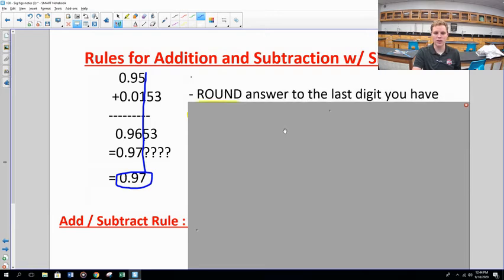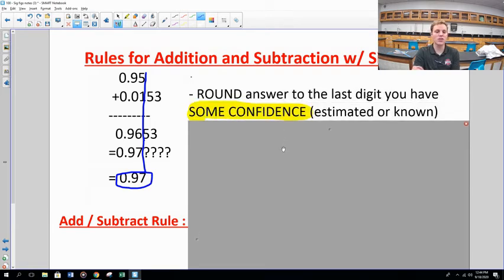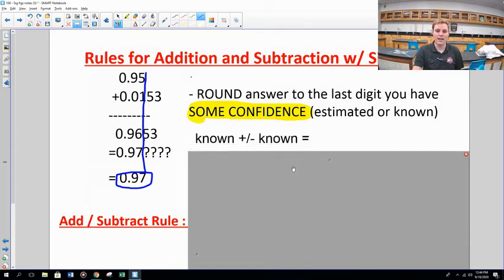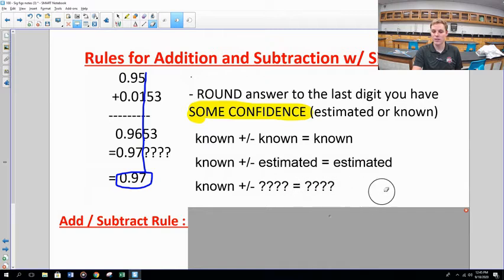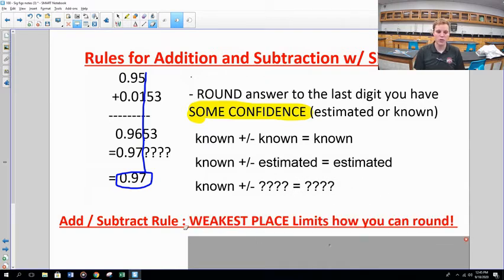And those official rules are, round the answer to the last digit you have some confidence in, estimated or known. So again, we had some confidence in the 6 in the 0.96. It was estimated. It wasn't as confident as a known, but we had some confidence in it. So we always round after that last digit that we have some confidence in. And again, a known value plus or minus a known value leads to a known value. A known value plus or minus an estimated value leads to an estimated value. And a known value plus or minus an unknown value leads to an unknown value. So the rule of addition and subtraction: the weakest place limits how you can round.